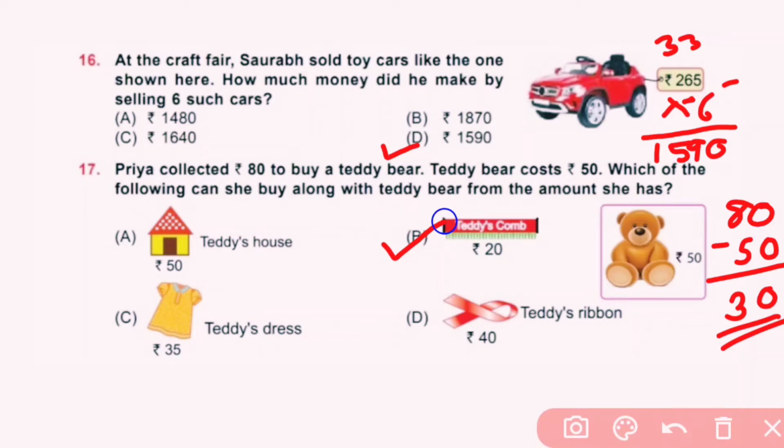And option C, Teddy's dress is for 35, which is greater than 30. And option D, Teddy's ribbon is for 40 rupees, which is also greater than 30. So she cannot buy options C and D. She can buy only option B. So here B is the correct answer.